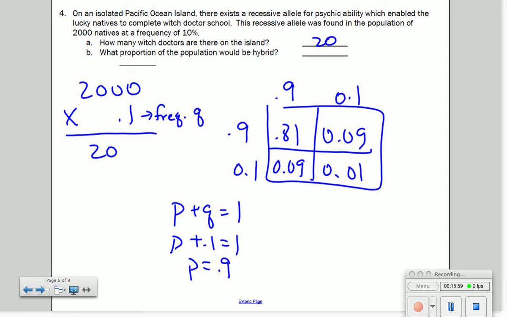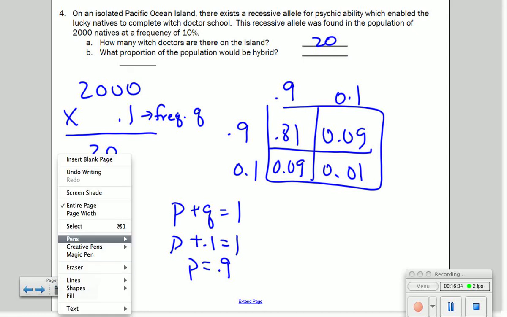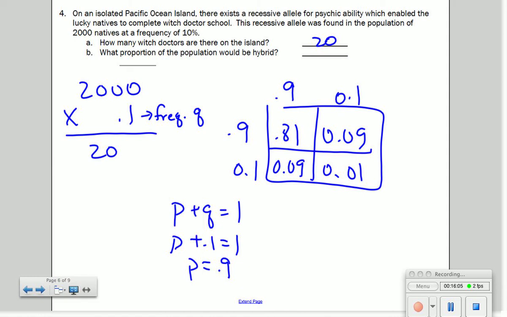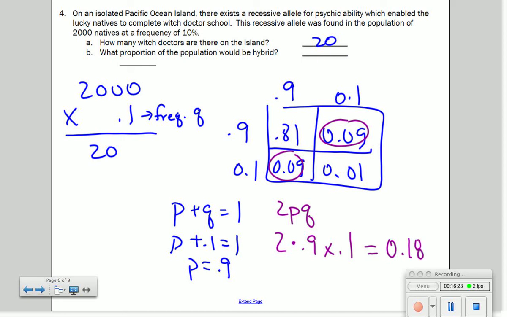And so they're asking how many of the population would be hybrids. They are looking at this right here, so you got to add them up, which is basically your 2pq. 2 times your p, which is 0.9, times your 0.1. And that is 0.18. Okay. Or you could say 18%.